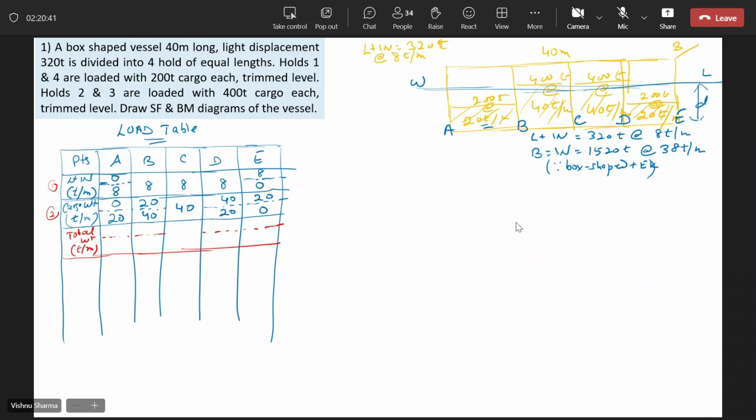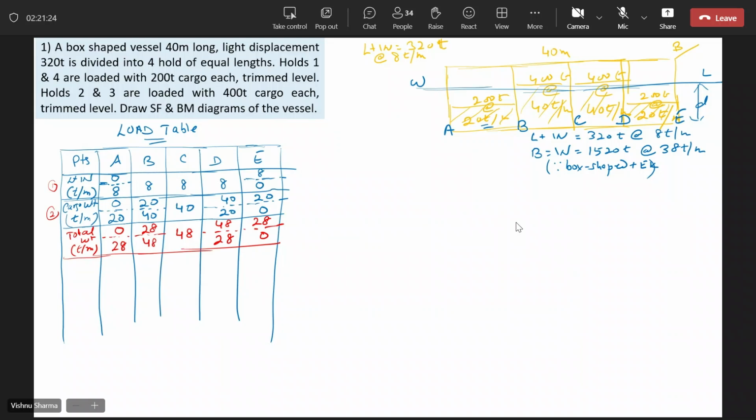Now, what will be the total weight just to the left of A? 0 cargo, 0 light weight becomes 0. Just to the right of A, it becomes 8 plus 20, 28. Wherever it is not divided like in B, it will apply to both sides, left as well as right. It is same, so that's why it is not divided. So it will be 28 and 48. It will be 48. It will be 48, 28. It will be 28, 0. Does everybody agree with me? Yes or no? Yes, sir. Perfect.